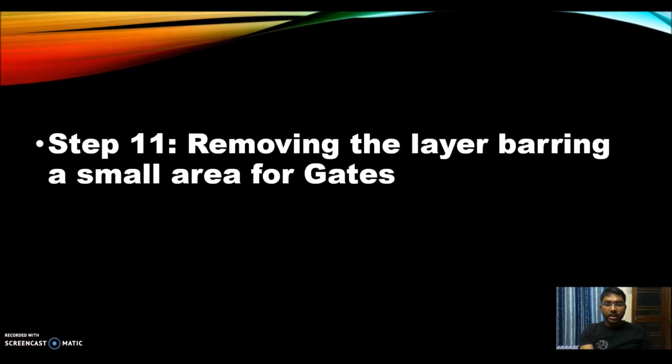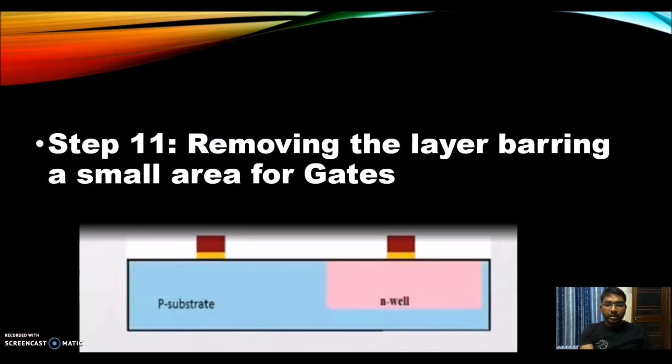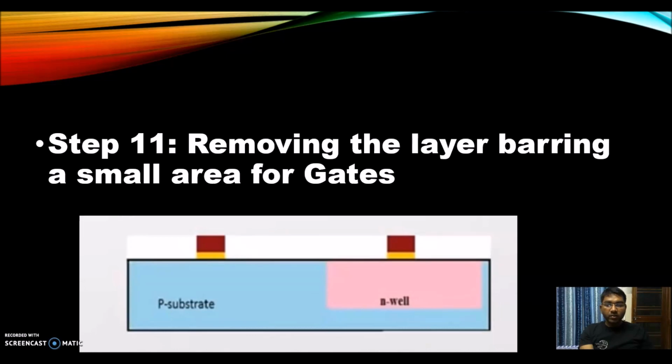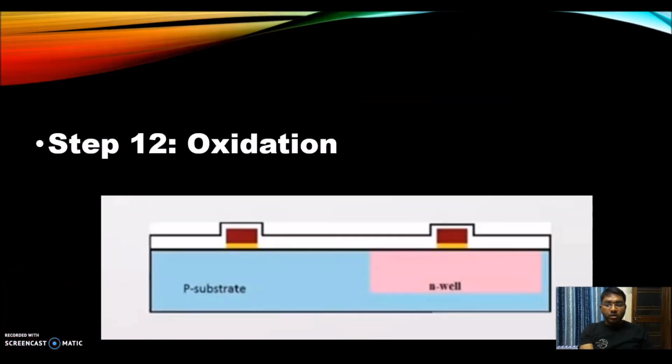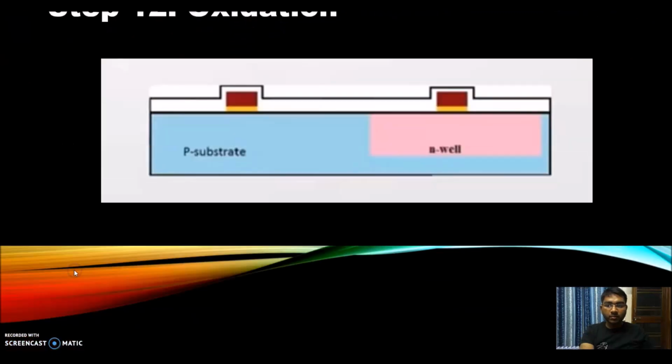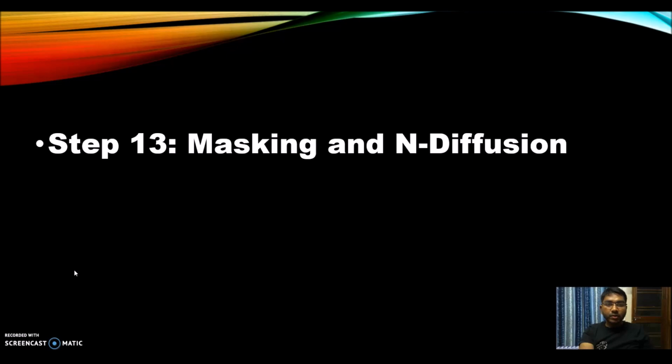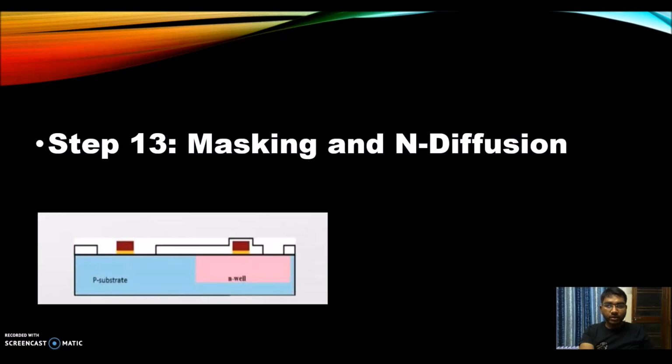Next, removing the layer, leaving a small area for gates. Except the two small regions required for forming the gates of NMOS and PMOS, the remaining layer is stripped off. Next, the oxidation layer with two small regions for the formation of gate terminals of NMOS and PMOS. By using the masking process, small gaps are made for the purpose of N diffusion.